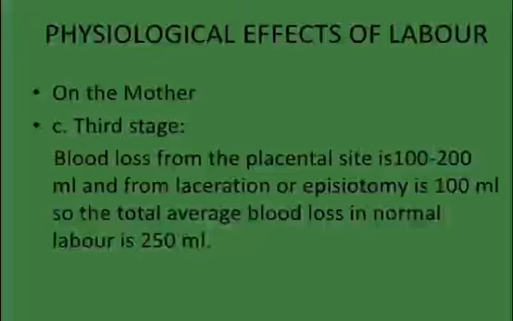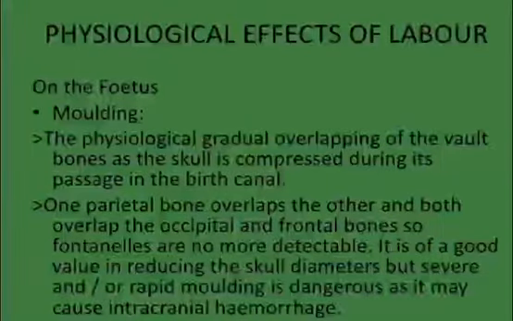In the third stage, the blood loss from the placental site is 100 to 200 ml, and from the laceration or the episiotomy is 100 ml, so that the total average blood loss in normal labor is 250 ml.